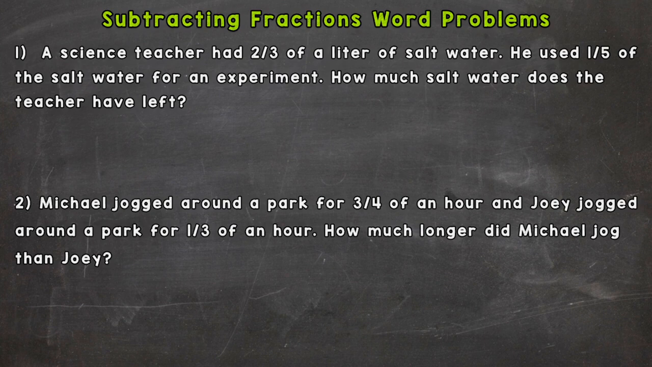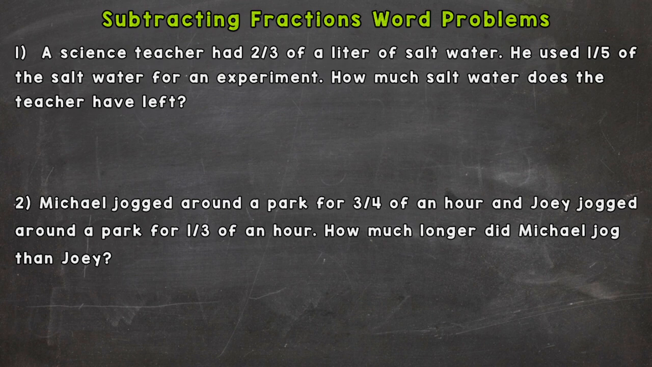So for number one here, we have a science teacher had 2/3 of a liter of salt water. He used 1/5 of the salt water for an experiment. How much salt water does the teacher have left? Well, in this situation, we're starting with 2/3 and we're using or getting rid of 1/5, taking away, which is subtraction. So if we're taking something away or finding the difference between two things, it's going to be subtraction.